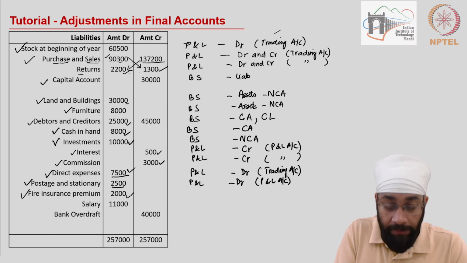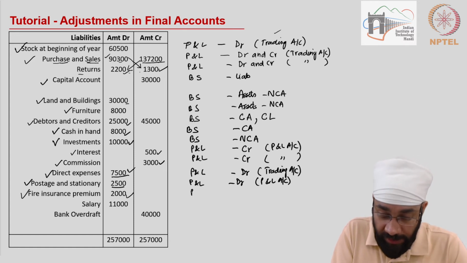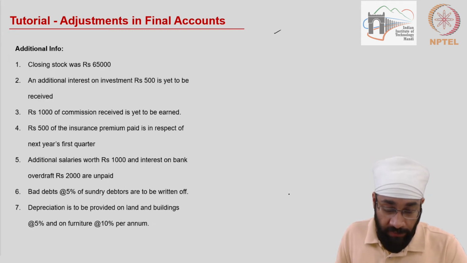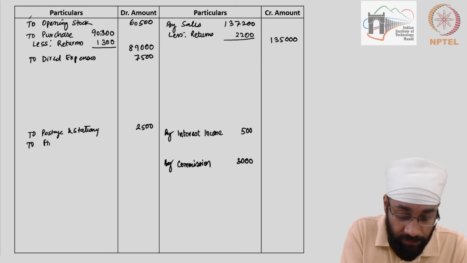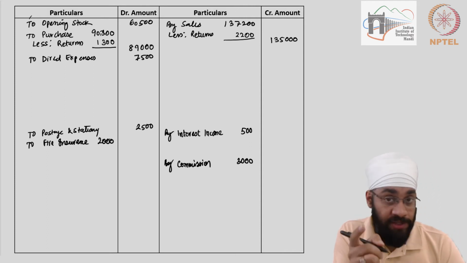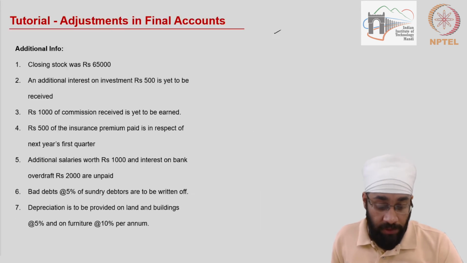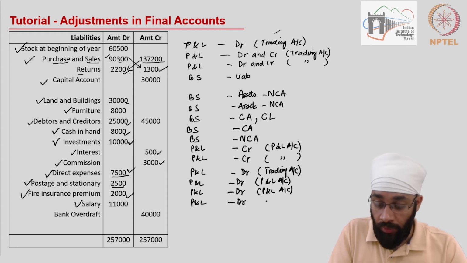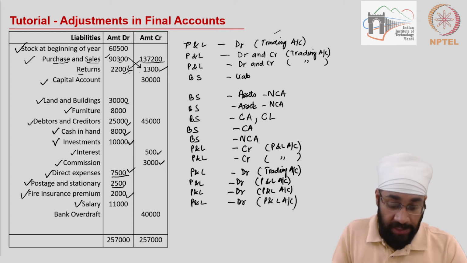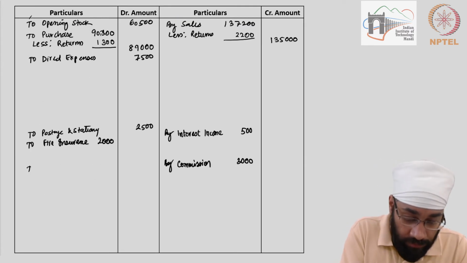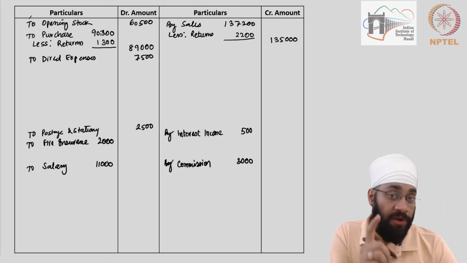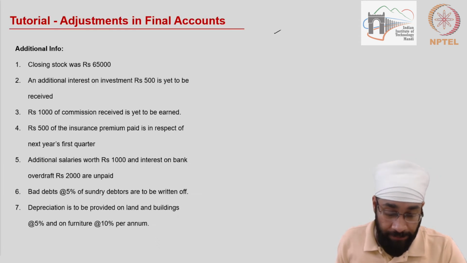Next is fire insurance premium, 2,000, debit balance. So this is an expense on the debit side, and we're going to show this in the P&L account. Fire insurance premium, 2,000, and I know there is an adjustment, therefore I'm not writing the amount in the final column. Then you have salary, 11,000. Clearly it will go to debit side as an expense, and in the second half, to salary, 11,000. Again, I know there is an adjustment, so I'm not writing the amount in the final column.